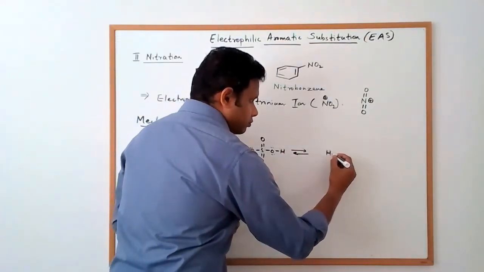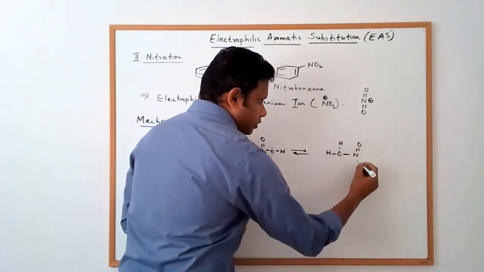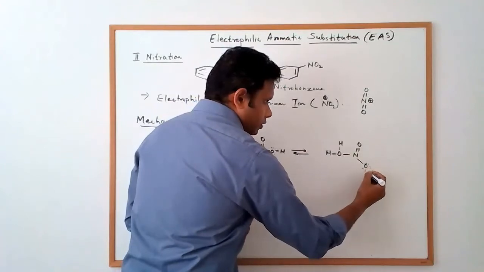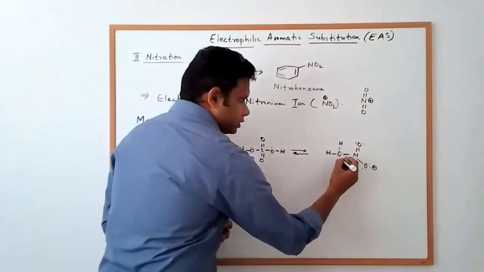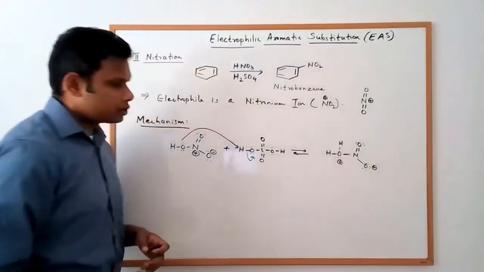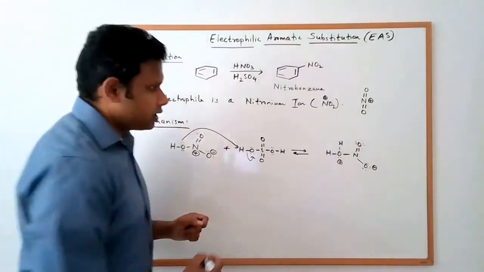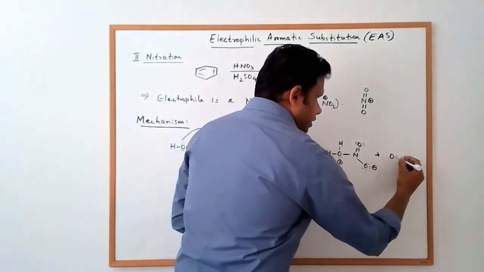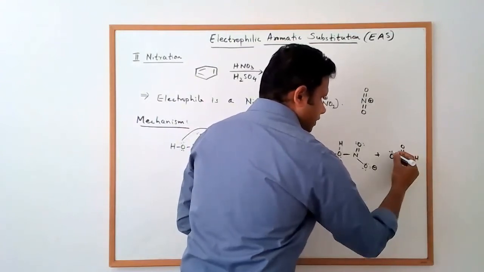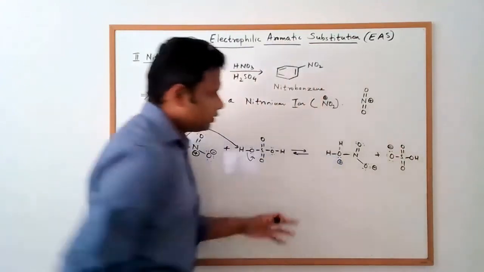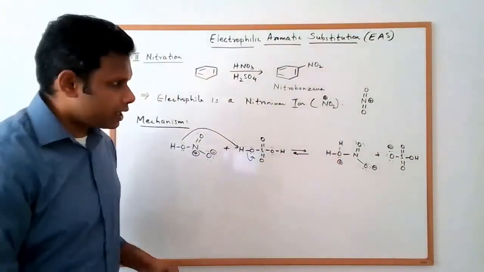So we'll get an intermediate where there is a protonated nitrogen, double bond O, O minus, and this oxygen here has a positive charge on it because it lost one of its electron pairs. And along with that, we are going to make this bisulfate ion from the sulfuric acid, the conjugate base of sulfuric acid.